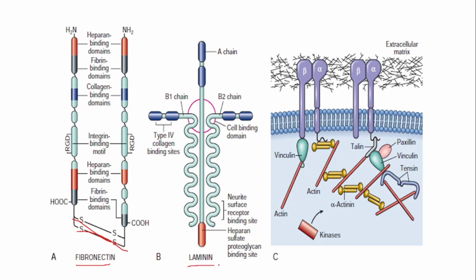Whereas laminin is a trimer having three ends. This end is the binding site for type 4 collagen, this is for heparan sulfate, and this is for other extracellular matrix deposition. Laminin also forms the most important protein in the basement membrane.